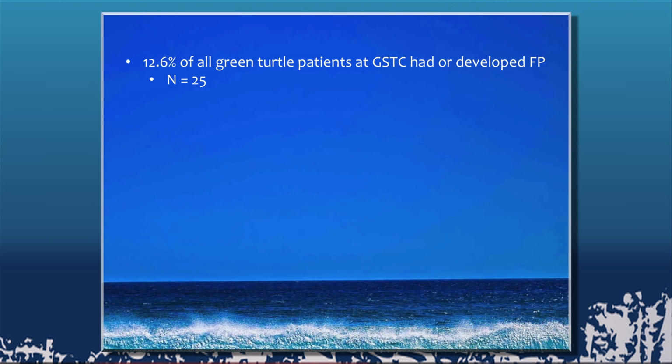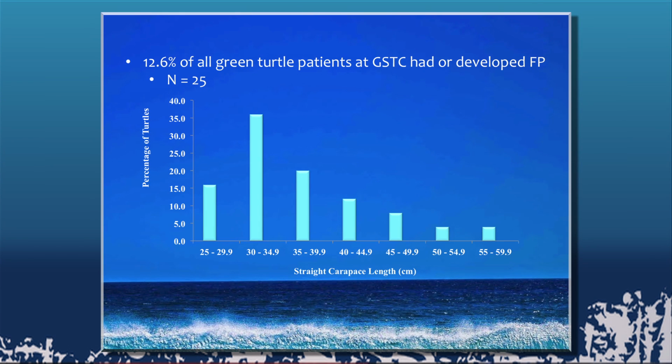There were 25 turtles overall, which represented 12.6% of all the green turtle patients at the Georgia Sea Turtle Center, which is not insignificant. In sea turtles, we age them by looking at their size. Generally, it's called the straight carapace length. So the bigger they are, the older they are. And you can see that it's pretty consistent that the juvenile turtles, these smaller animals, are the ones who are most affected by the disease.